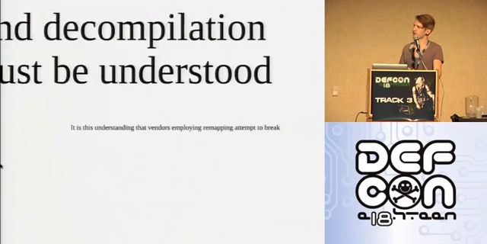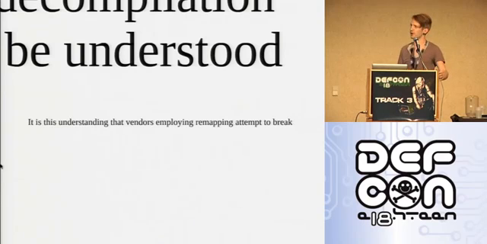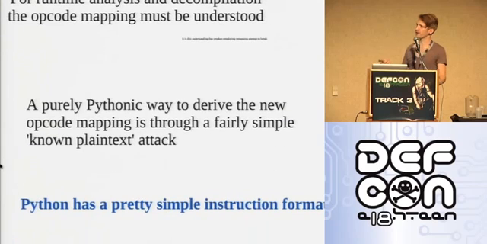Obviously, we need an understanding of the opcode mapping to be able to get anything from the byte stream. It's this understanding which the vendors are assuming that they've broken. If you don't understand the opcode mapping, you can't get any sense out of a bytecode because it's just a stream of bytes. You don't really understand what it means. But there was a pretty easy way to get at this new opcode mapping, essentially using a plain text attack against the compiler.